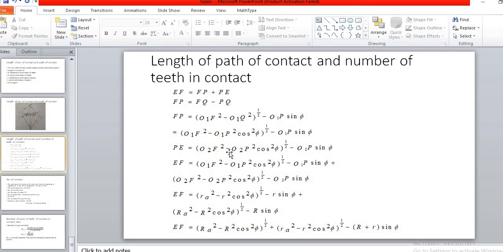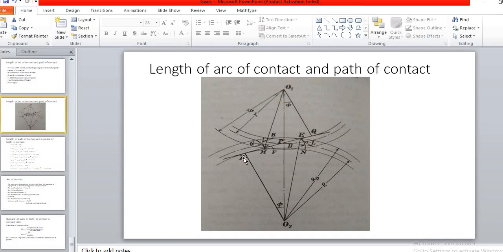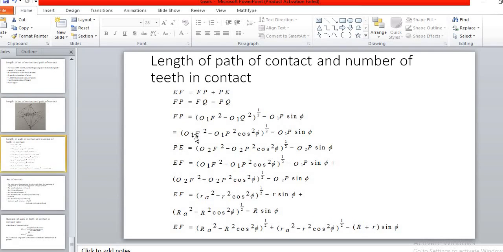Similarly for PE, we follow the same approach. For calculating the length PE we use this triangle. Similar to FP, PE is equal to the square root of O2F square minus O2P square cos square phi, that is the bracket raised to 1/2, minus O2P sin phi.